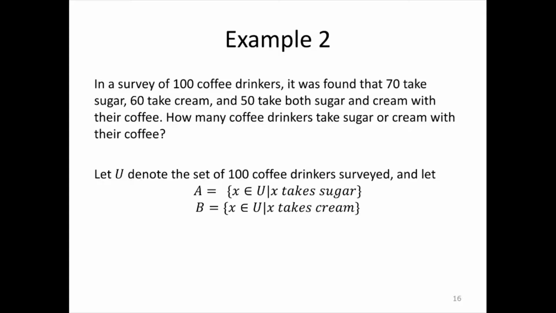Of course, the answer to that question will be the number of elements in A or B, or we can use the notation of union: n(A ∪ B). From the previous formula, this is equal to n(A) + n(B) - n(A ∩ B). This is equal to 70 + 60 - 50, which is equal to 80 people. So that's one example.